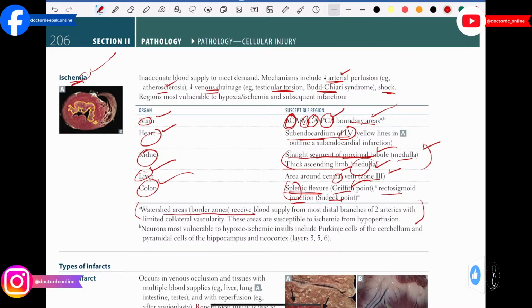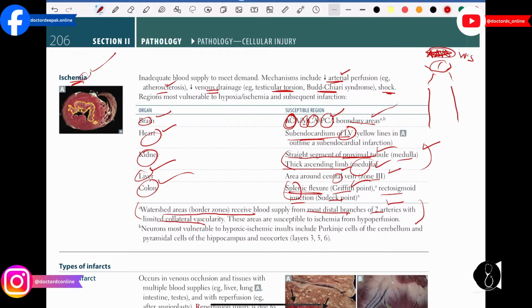Then this is the definition of watershed area which I already explained. Watershed areas receive blood supply from the most distal branches of two arteries with limited collateral vascularity. So basically, what is a watershed area? These are the areas which receive blood supply from the distal branches of two arteries. Let's suppose these are the two arteries, and they give these distal branches. These distal branches feed this star area, so this star area is called the watershed area.